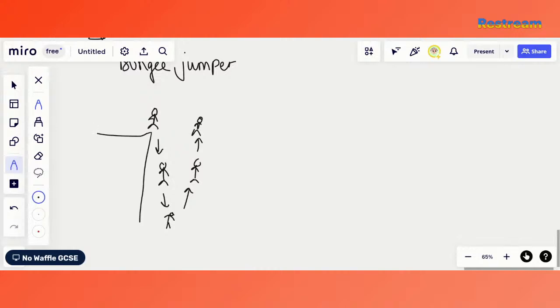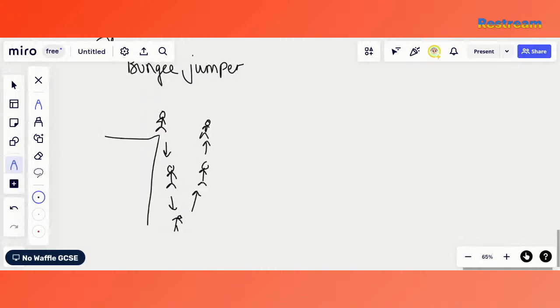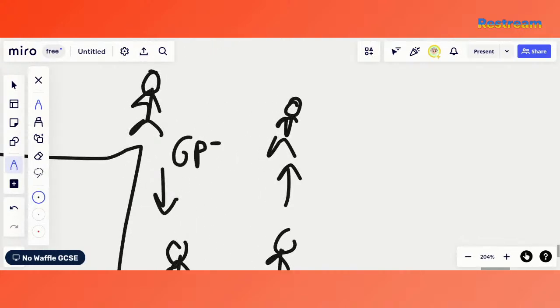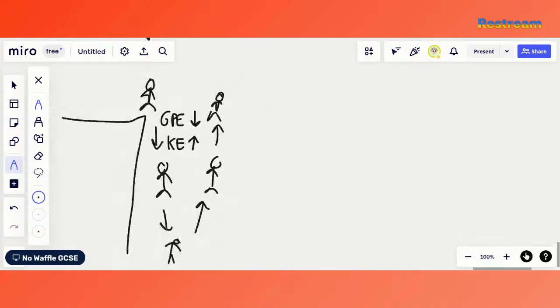Okay, so as they fall, the gravitational potential energy decreases. But what does increase is the kinetic energy because there's movement occurring. So the kinetic energy increases. Now, the person continues to fall down, and as you continue to fall down, the gravitational potential energy continues to decrease, but the kinetic energy continues to increase.